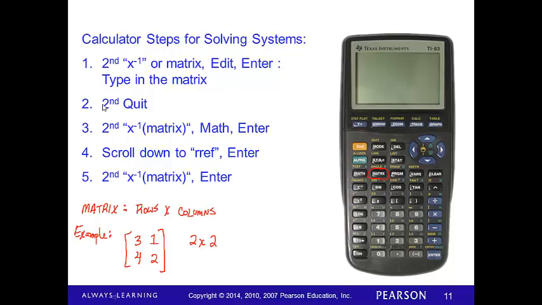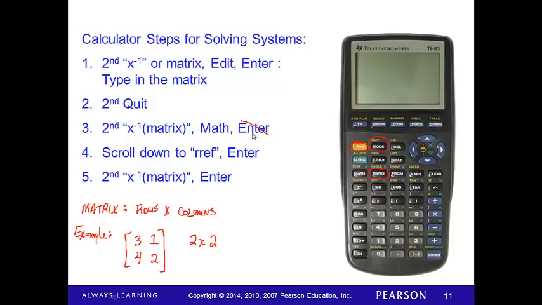So the second thing you want to do is second quit. So here's your second key, and there's quit, which is just the mode. So second quit. And regardless which kind of calculator you have, those should be in the same spots. Second quit or second mode. Now you have to get back inside the matrix menu. So it becomes a game of in the matrix menu, out the matrix menu, in the matrix menu, out. So to get back in, I hit second x to the -1 power, or you hit matrix, depending on your calculator. This time scroll over to just math.